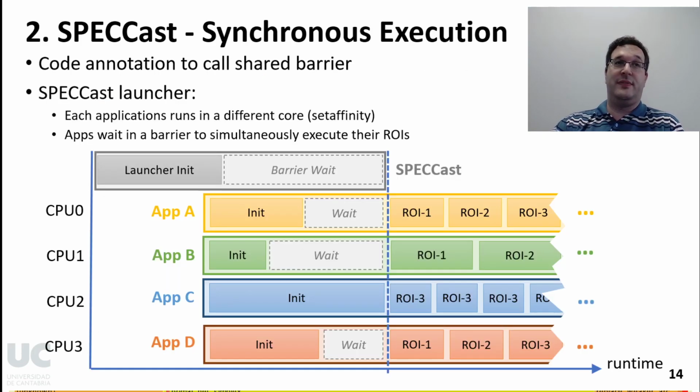To synchronize the region of interest of each application, we use a shared barrier. We use a POSIX thread barrier mapped to a POSIX shared memory object, and using the previous code annotation, we then add a barrier wait call at the beginning of the region of interest of each SPEC application. A launcher program is responsible for initializing the barrier and launching each selected application, making sure each one runs on a different core using set affinity. Once all the applications are synchronized, they execute the region of interest simultaneously.